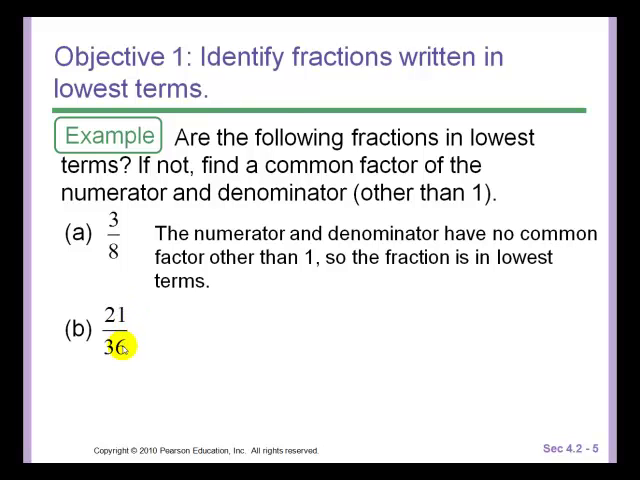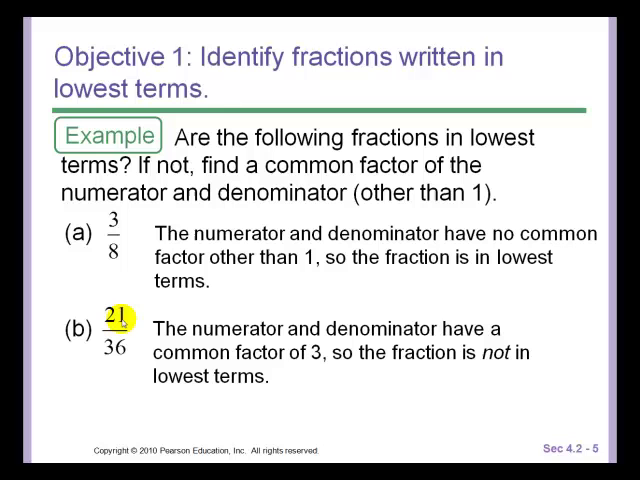Example B, 21 over 36. 21 has a lot of factors, namely 1 and 21 and 3 and 7, because I could multiply 3 times 7 and get 21. 36 has even more factors. You could do 1 times 36. You could also do 2 times 18, or 3 times 12, or 4 times 9, or 6 times 6. There are lots of factors for 36. Notice there was one common factor other than 1, namely 3. 21 could be written as 3 times 7, and 36 could be written as 3 times 12. So 3 is a common factor. Therefore, this fraction is not in lowest terms.